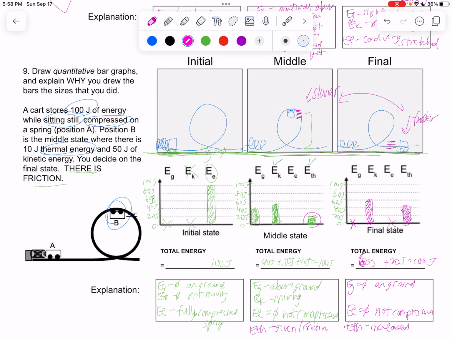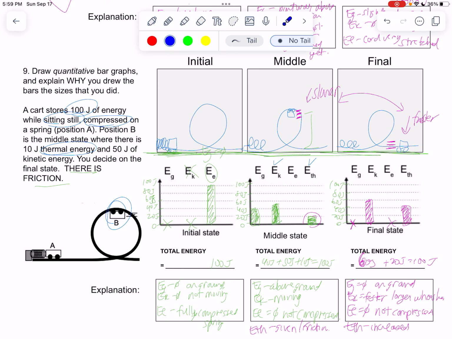It doesn't have to be proportional. We're not to that level, but I do need to see bigger wishies for faster, okay? So the EK, faster, should have longer wishies. Okay. All right. So I'm going to check my checklist.